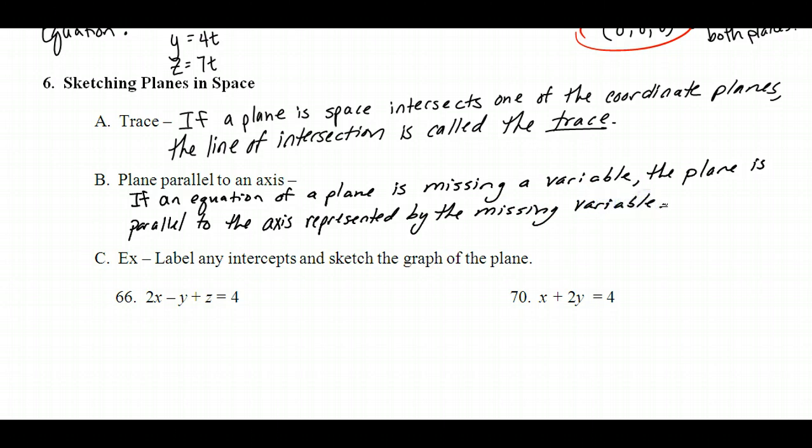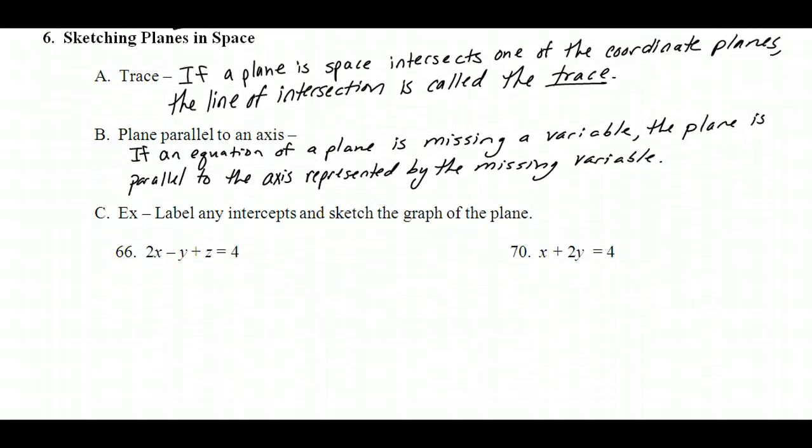All right, well, we have two examples here if we're going to sketch a plane. And we want to label any intercepts, so any intercepts on the x, y, or z axis, and we want to sketch the graph of the plane. Well, really, by labeling any of our intercepts, that's going to help us graph.